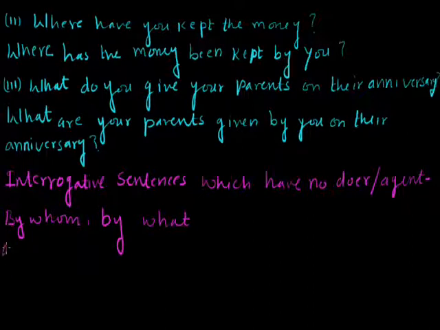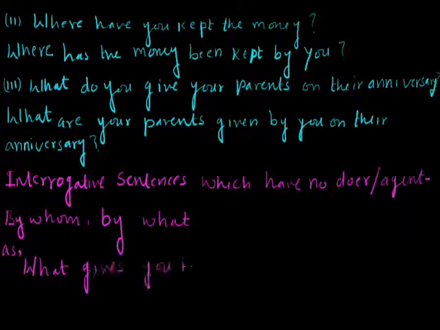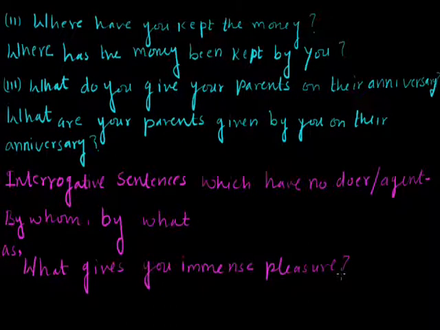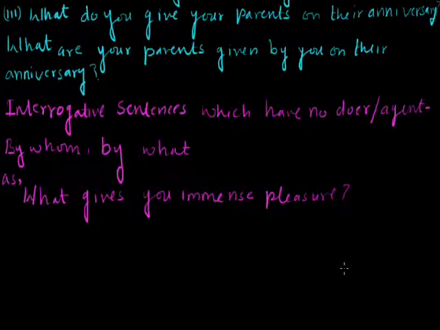Let's see some examples of who and what in which the subject is not given. First, what gives you immense pleasure? In this sentence, no subject is given in the active voice, because the subject is always given before the main verb, and before gives there is no subject. So when the subject is not given, we use by what to make the passive voice of such sentences.